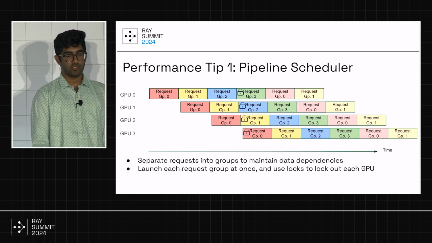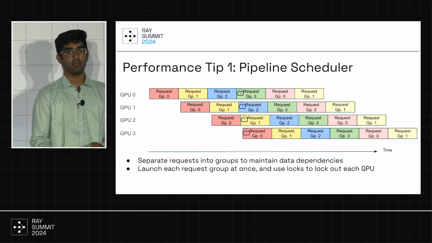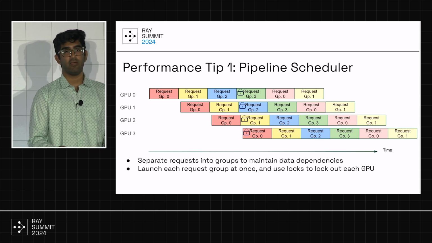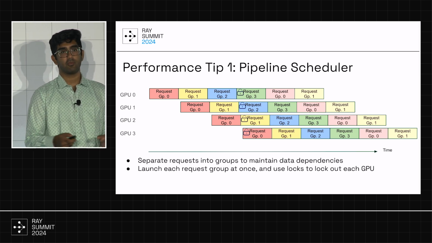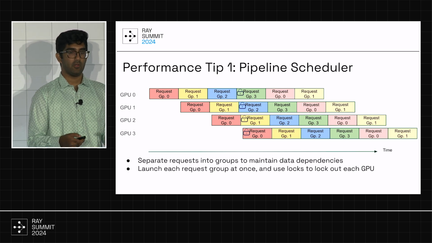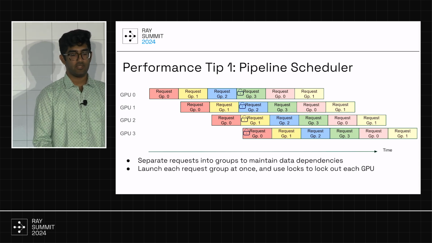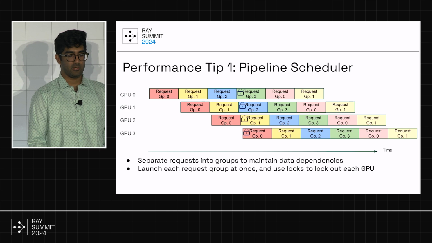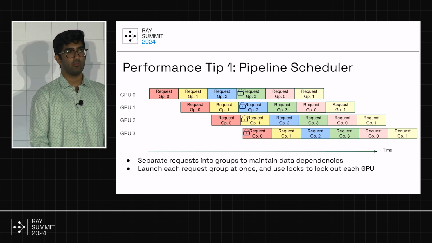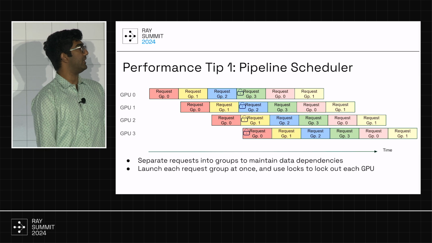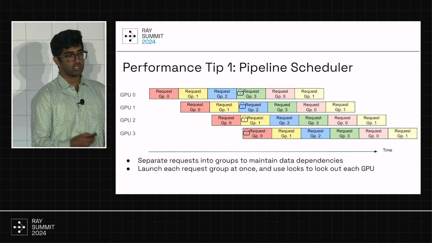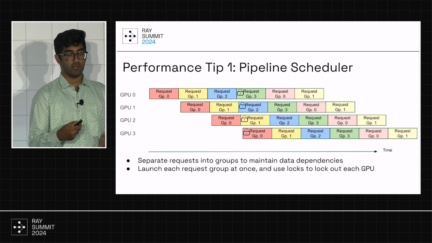The way we accomplish this in vLLM is we take all the requests that we have, and these are split up into separate request groups, right? Once these are split up, they're all scheduled together, and there's no cross-contamination. So this is basically what allows us to maintain data dependencies. But then at the same time, we have the challenge that we need to have multiple request groups at the same time. And the way we accomplish this is we launch 4 of these requests at the same time.